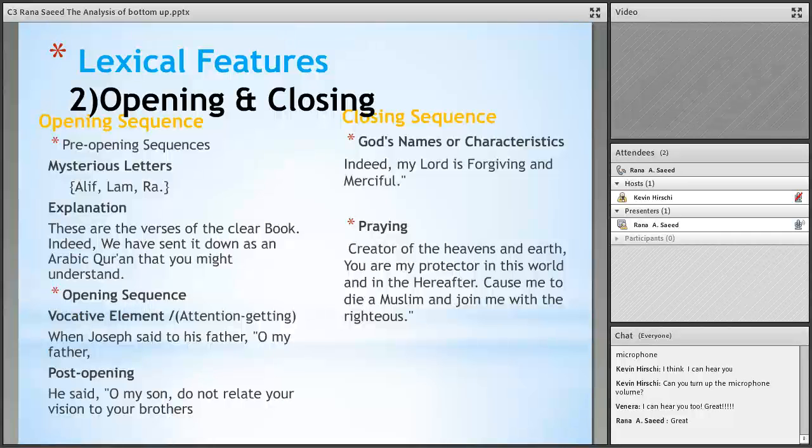With the closing sequence, on the other hand, usually the closing sequences are manifested either by words that refer to characteristics or names of God. For example, "Indeed my God is forgiving and merciful." These are one of the names or characteristics of God. Or they are usually ended by praying, like, for example, "Creator of heavens and earth, you are my protector in this world and in the hereafter. Cause me to die a Muslim and join me with the righteous." This is an example of a prayer coming from Joseph to his God. So these are the two ways of closing the sequences in a conversation.